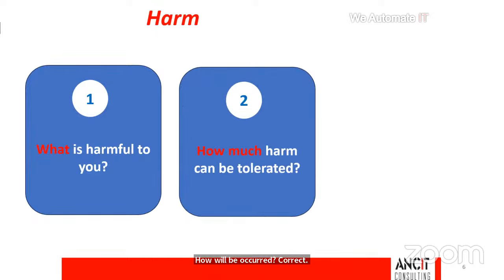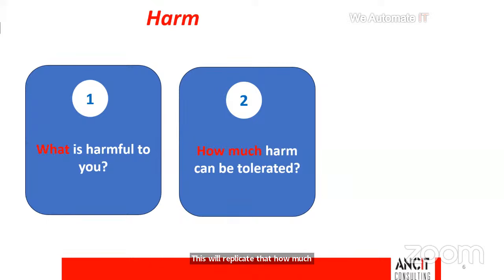But I have not mentioned whether I was driving a car on a highway at a speed of 100 km per hour or I am driving a car in my parking lot at 5 km per hour. Actually, I have hit another car, but I have not mentioned where I have hit and at how much speed. This will indicate how much harm can be tolerated.